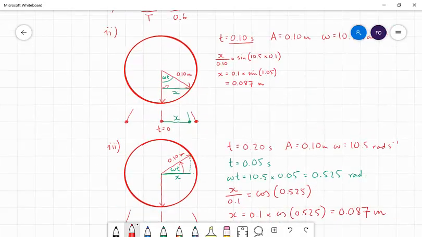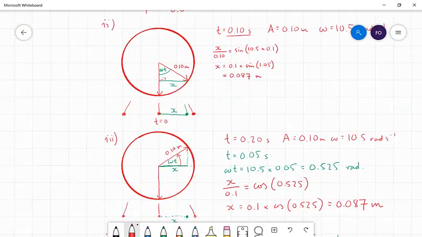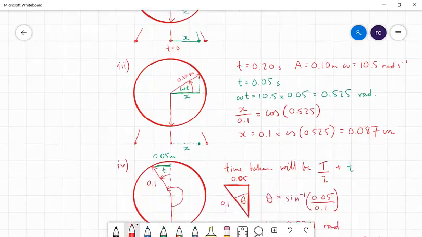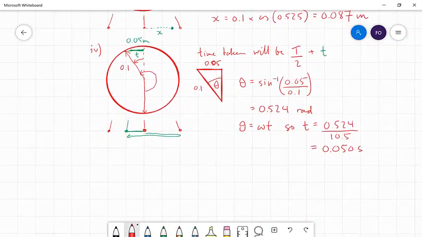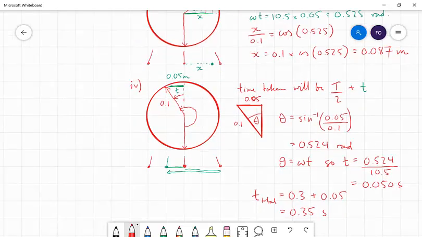And what was the period? The period was 0.2 seconds, was it? No, 0.6 seconds. So t total was half a period, which is 0.3, plus 0.05, which equals 0.35 seconds. So that's how long it takes for the pendulum to swing all the way out to the right, all the way back to equilibrium, and then another 0.05 meters to the left of equilibrium.